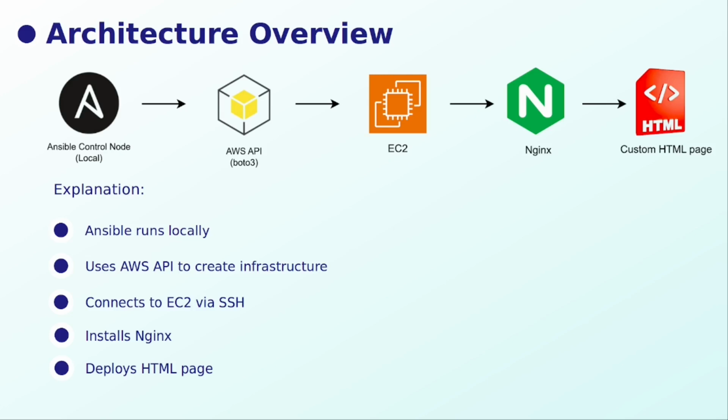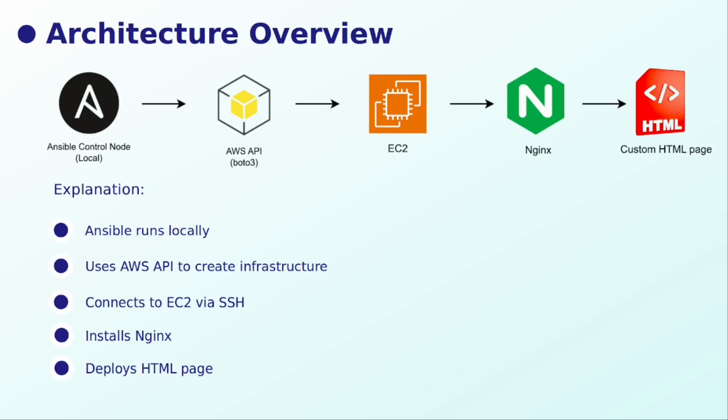After the instance is created, Ansible connects to it via SSH. This connection allows us to configure the server remotely. Then, we install Nginx as a web server. Finally, we deploy a custom HTML page which users can access through a browser. So the flow looks like this: local machine, then AWS API, then EC2, then Nginx, then HTML page.